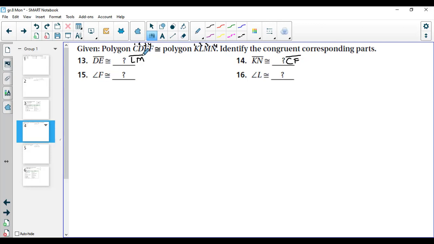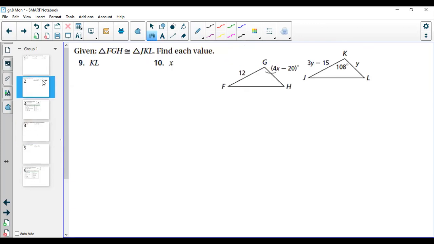Then angle F means 4. Here the fourth one is angle N. Angle L, which is the second one. So it is corresponding the second one here. That's angle T. It's easy, right? Now let's move on to some questions.